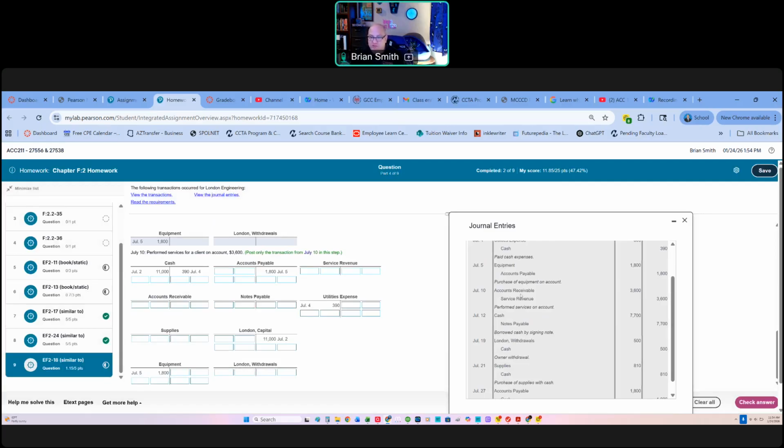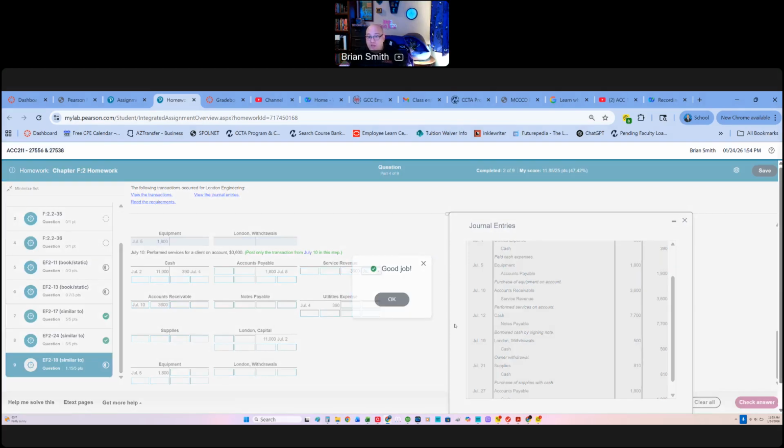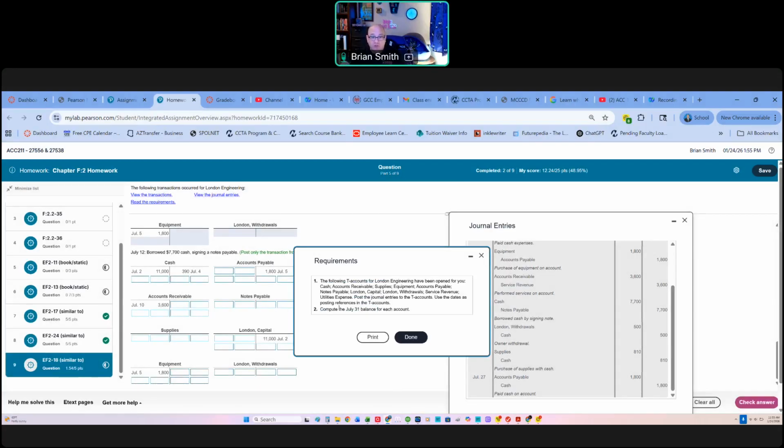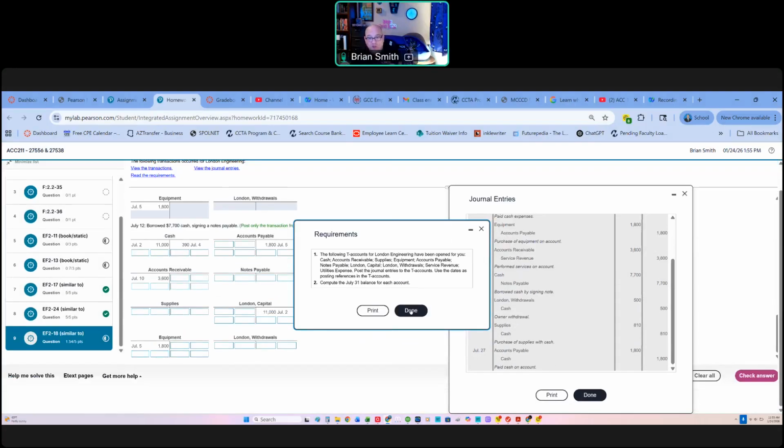Anyway, debit to accounts receivable. Where's our accounts receivables here? And this is July 10th. Debit to accounts receivable for 3,600. Credit to service revenue. Where are you? There you are. 3,600. July 10th. Really just got to keep going through here and doing all this. I don't remember if there was a second part of this. Compute the July 31st balance for each account.